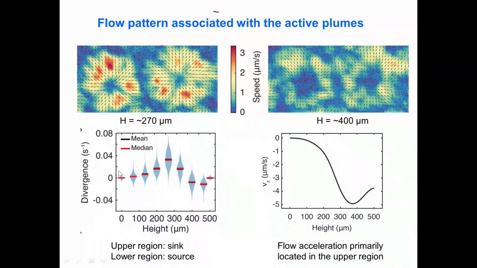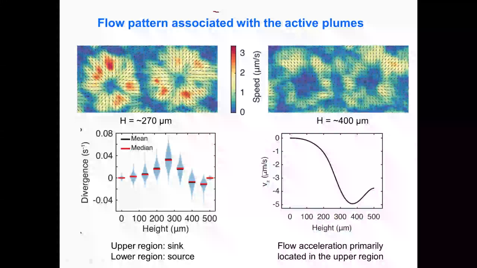So we can see that across the entire column, where height 0 represents the bottom, height 500 micron represents the top. So starting from the top to the bottom, we see that the upper portion serves as a sink, okay, where fluid converges. The lower portion behaves as a source of the fluid flow. So the flow is moving away from the center of the column.